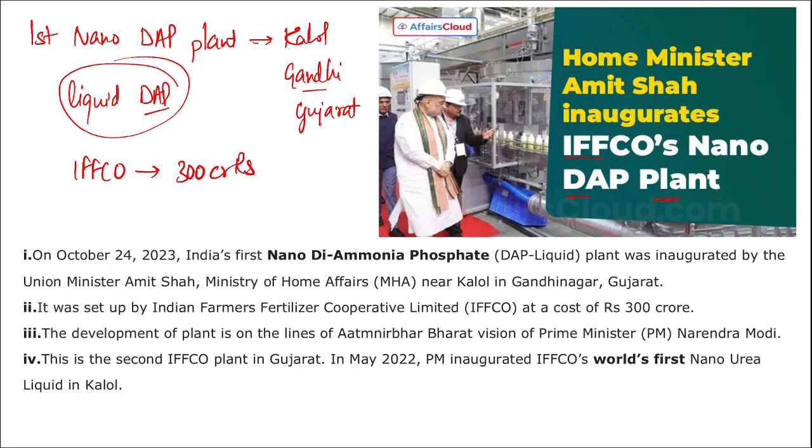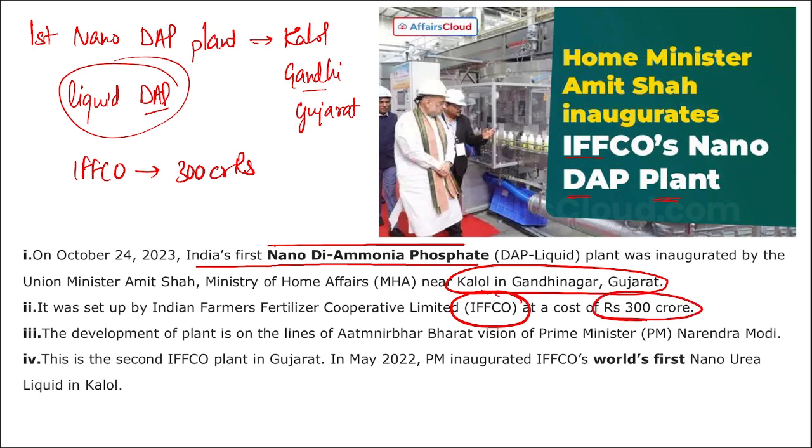in Kalol, correct? So remember, India's first nano DAP, that is diammonium phosphate plant, was inaugurated in Kalol, that is in Gandhinagar, Gujarat. This was set up by IFFCO at a cost of 300 crore rupees. And if we talk about IFFCO, Dilip Sanghani is the chairman here. Headquarter is in New Delhi, and it was established in 1967.